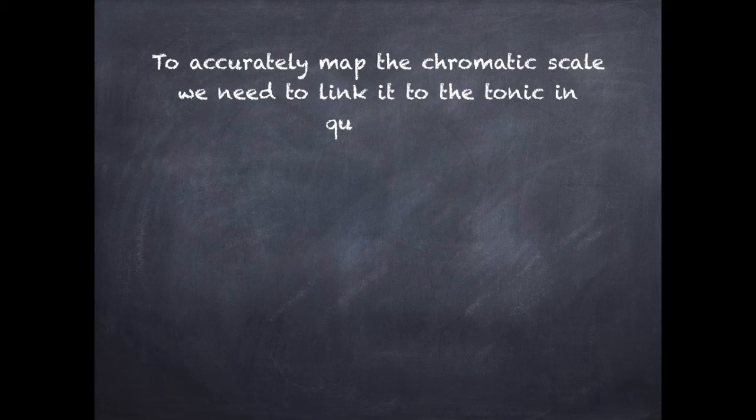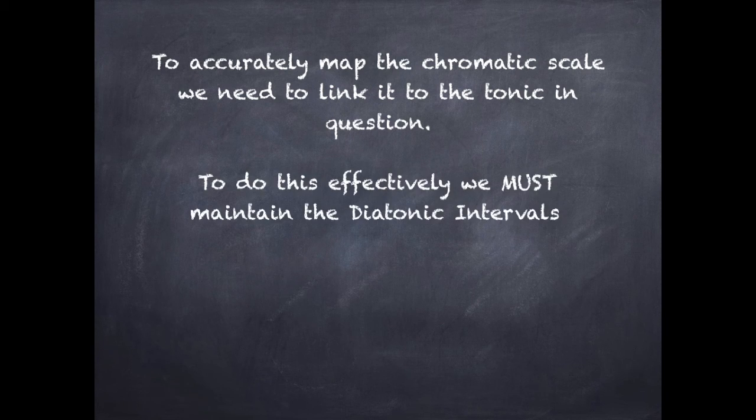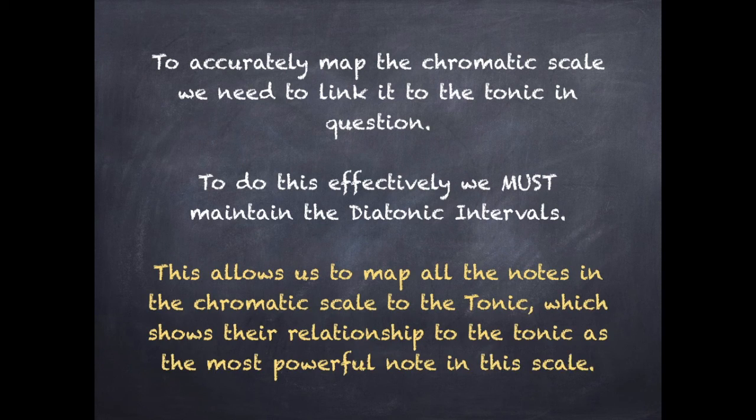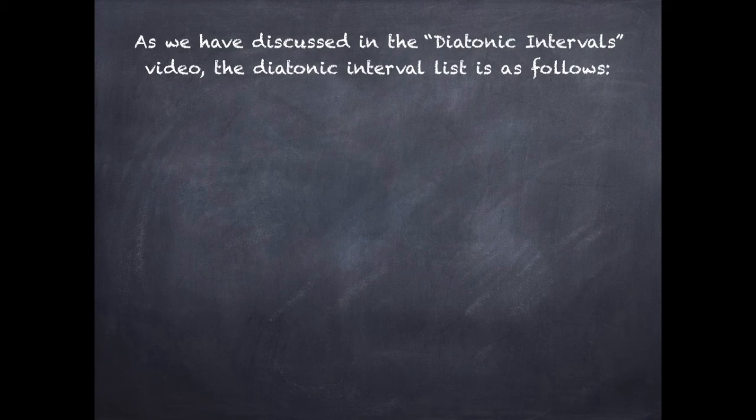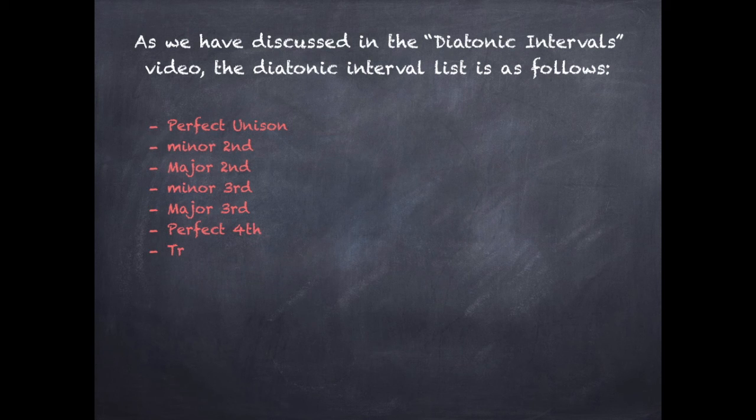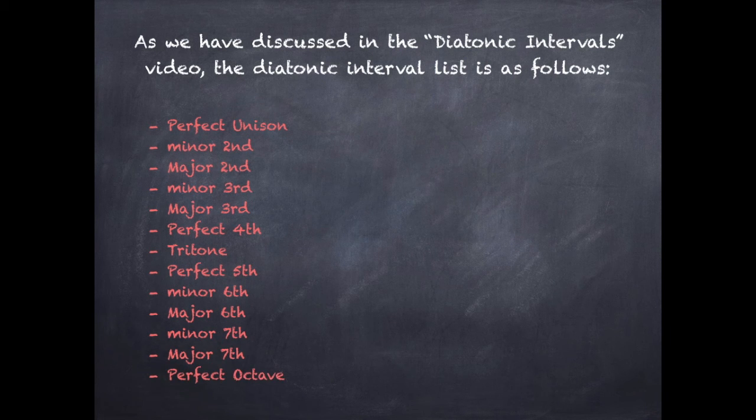To accurately map a chromatic scale, we need to link to the tonic note in question. And to do this effectively, we must maintain the diatonic intervals. This allows us to map all the notes in the chromatic scale to the tonic, which shows their relationship to the tonic as the most powerful note in the scale. As we have discussed in the diatonic intervals video, the diatonic intervals list is as follows: perfect unison, minor second, minor third, major third, perfect fourth, the tritone, perfect fifth, minor sixth, minor seventh, major seventh, and the perfect octave.